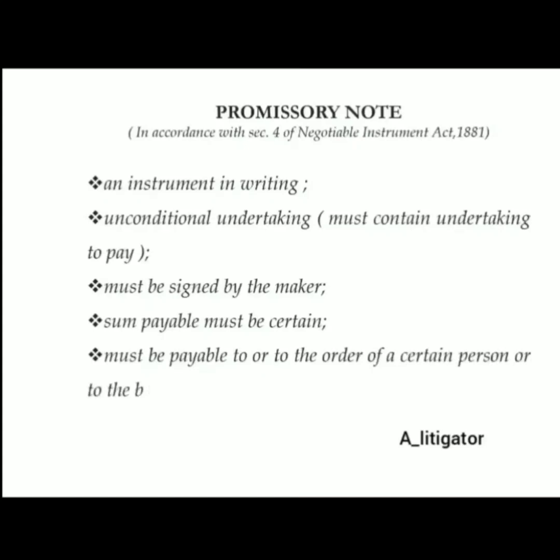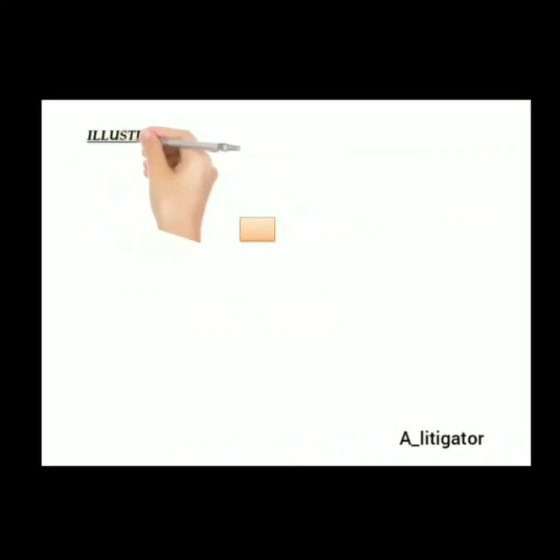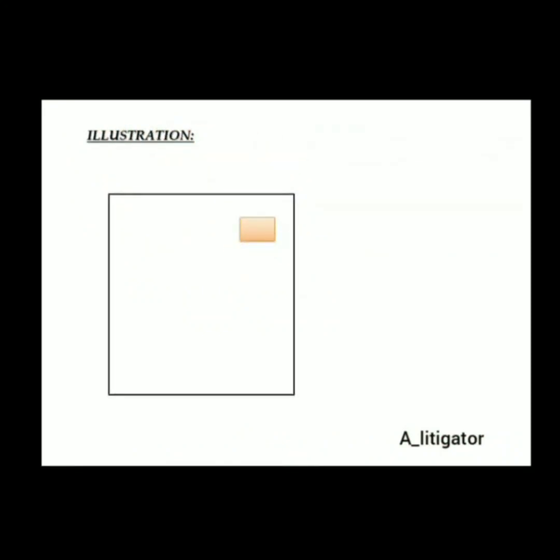The term bearer instrument in the section clearly enumerates that a banknote or currency note is not a promissory note. To elucidate clearly, follow this illustration. In an instrument, that is a piece of paper, you mention the following details, where you affix a stamp. I, A, promise to pay B or order 50,000 rupees, 50,000 only. Date, place, and signed by the maker.